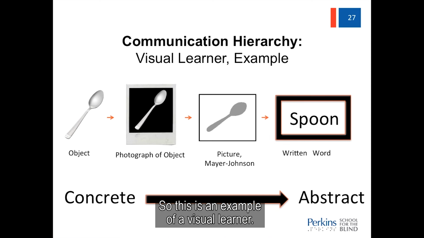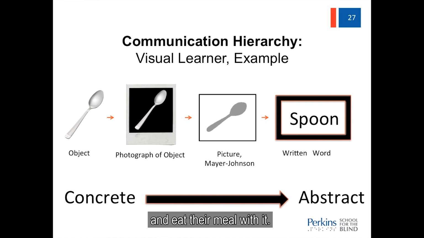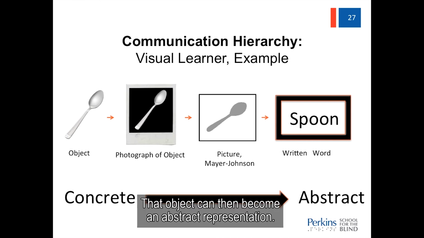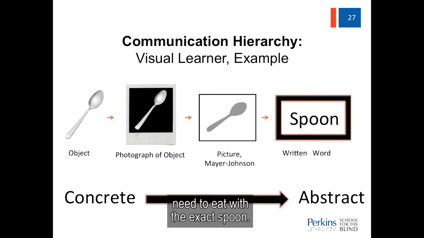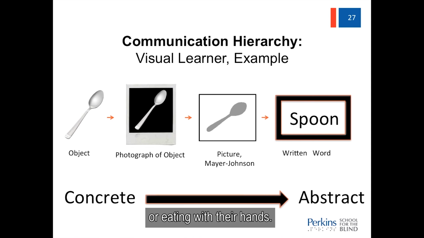So this is an example of a visual learner. You might start with a real object. Say you're representing mealtime. The object is a spoon. The student might take the spoon, bring that exact spoon with them, and eat their meal with it. When they're done, we'll wash it and put it away in a finished bucket. That object can then become an abstract representation. They can take that spoon, but they might not need to eat with the exact spoon. They can use the spoon to represent a mealtime, even though they might be eating with a fork or eating with their hands. From there, the student could move to a photograph of the object.